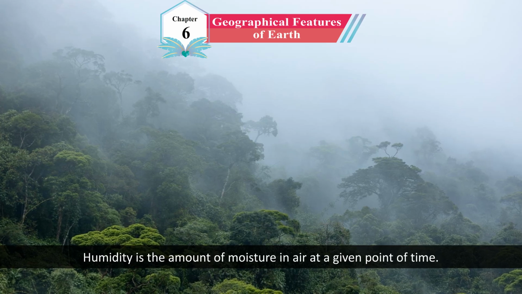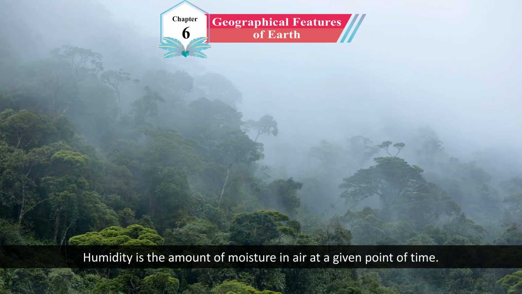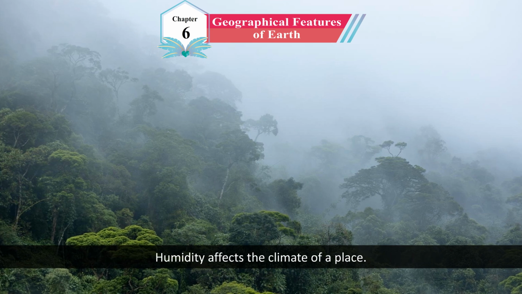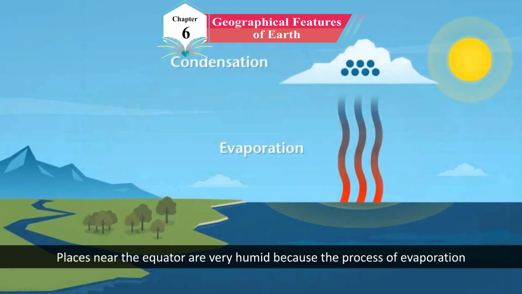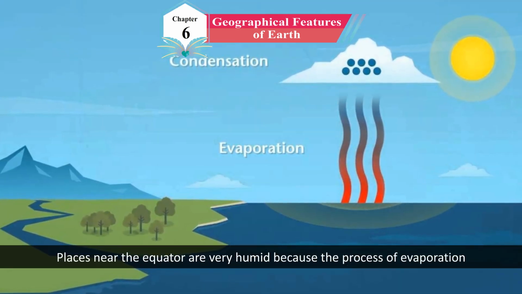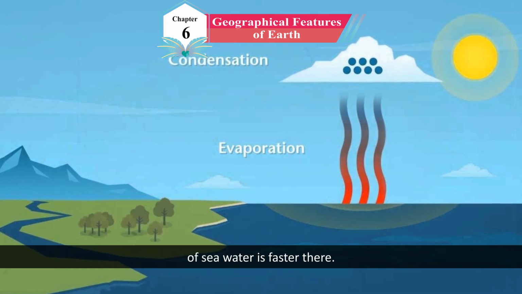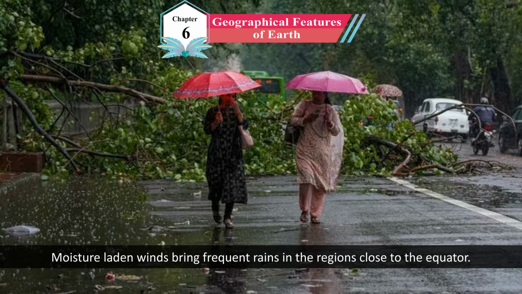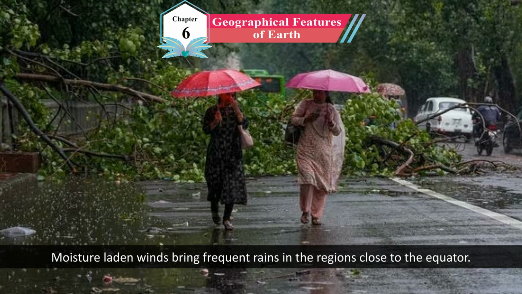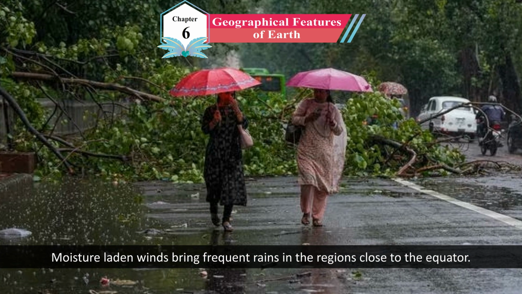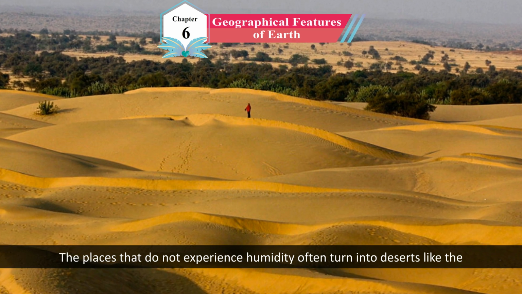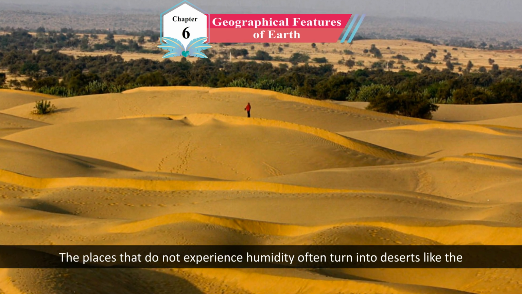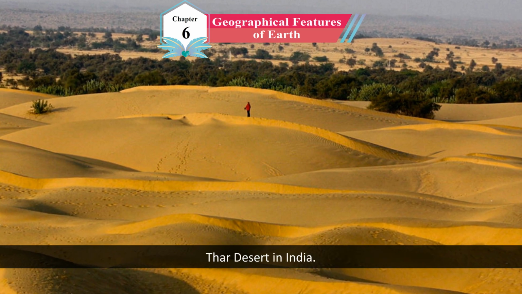Humidity is the amount of moisture in air at a given point of time. Humidity affects the climate of a place. Places near the equator are very humid because the process of evaporation of seawater is faster there. Moisture-laden winds bring frequent rains in the regions close to the equator. The places that do not experience humidity often turn into deserts like the Thar Desert in India.